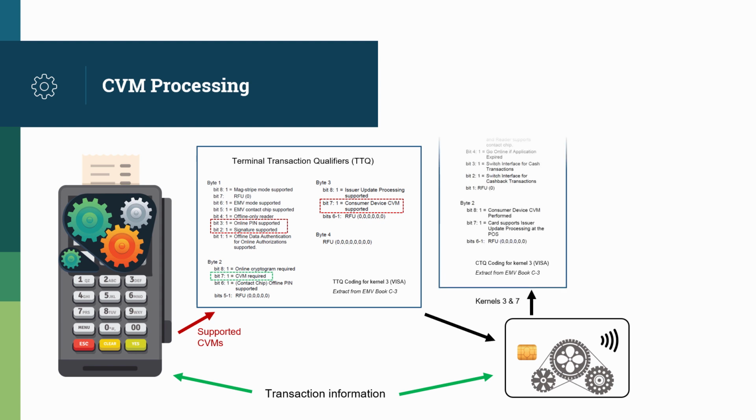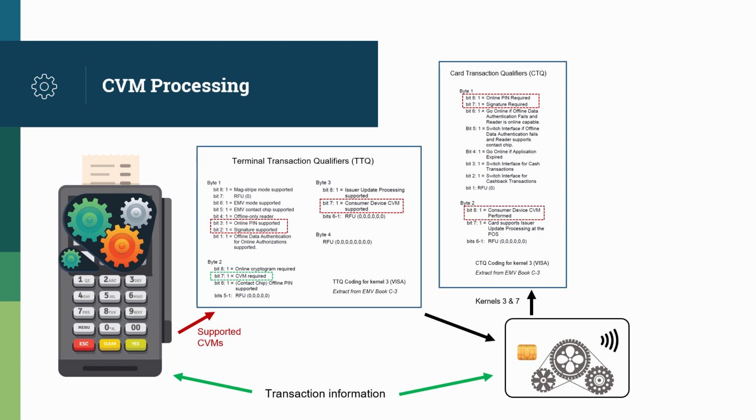As we have seen many times now, with kernels 3 and 7, the card also returns the card transaction qualifiers. And with this bitmap, it can inform the reader of the type of CVM that it wants processed. It may require that online PIN be processed, or that signature verification be processed. It will not ask for something that the reader cannot do because it knows what the reader can do.